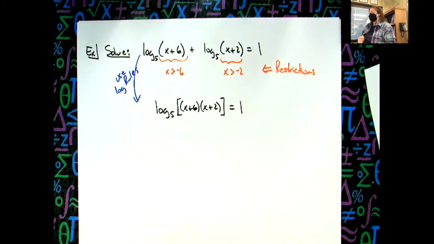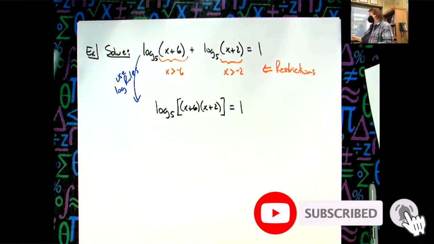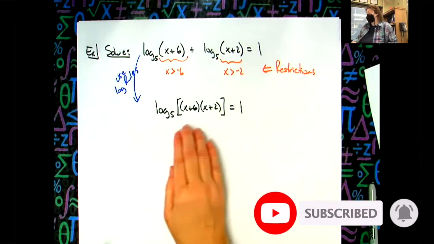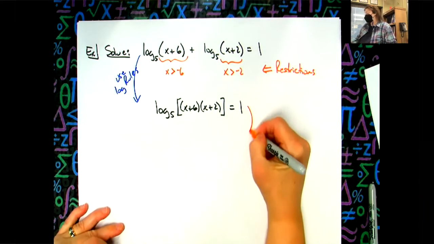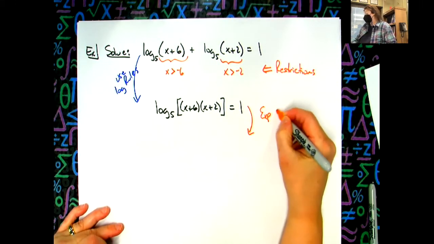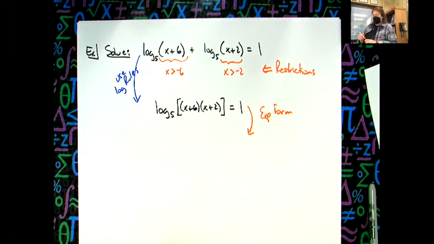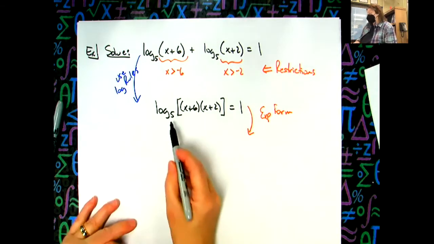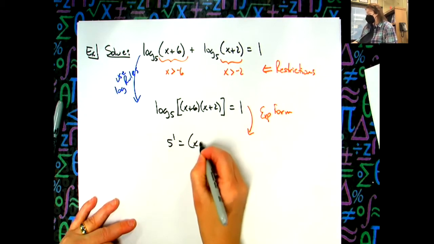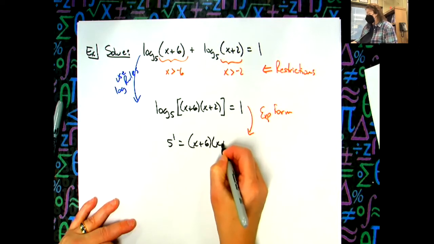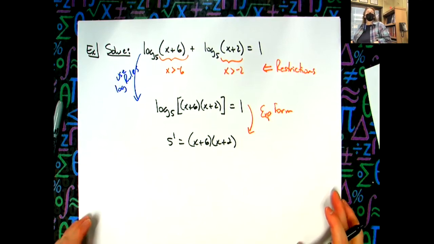Now I have a single log equation. And in that last example, what did we do? When we had just a nice little log expression, we went to exponential form. So if you can get it down to a nice single log like that, then you can turn it into exponential form. So this will be 5 raised to the first power is equal to x plus 6, x plus 2. And again, when you get to that point, hopefully it's a straightforward solve of that equation.